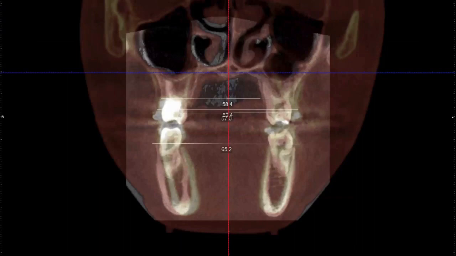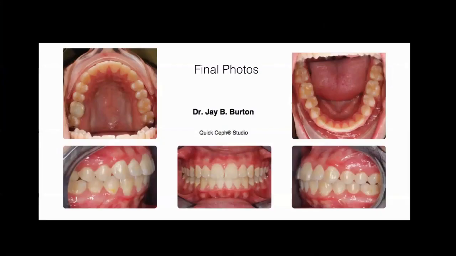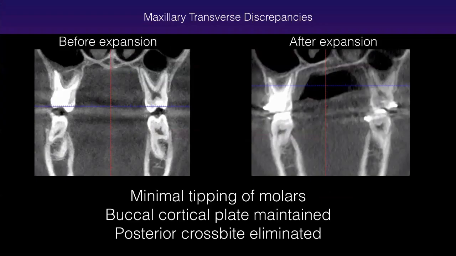And then I was able to get him the rest of the way using traditional mechanics with fixed appliances. And so I want to get to the before and after. So here's his finish. And here is before expansion and after expansion. What I want you to notice is the bone that's buccal to the upper molars in the before and the after. I think had I used a traditional Hyrax, 75% of the expansion that occurs is actually due to dental tipping, and only 25% is due to bony expansion.